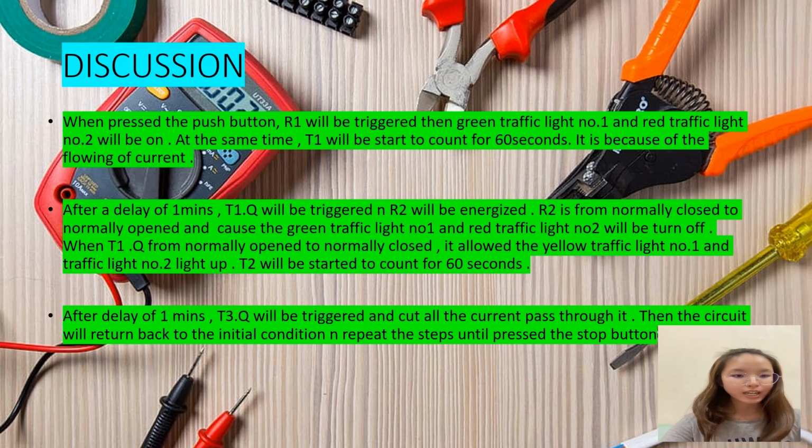For number 3, after a delay of 1 minute, T3Q will be triggered and cut all the current passing through it. Then the current will return back to the initial condition and repeat all the steps until the stop button is pressed.